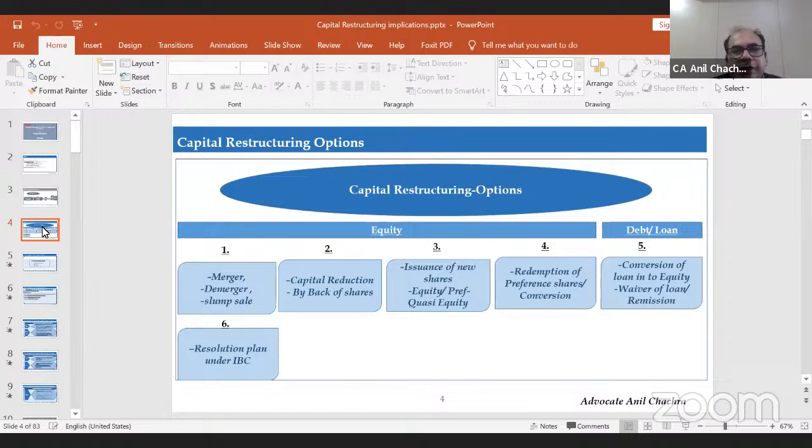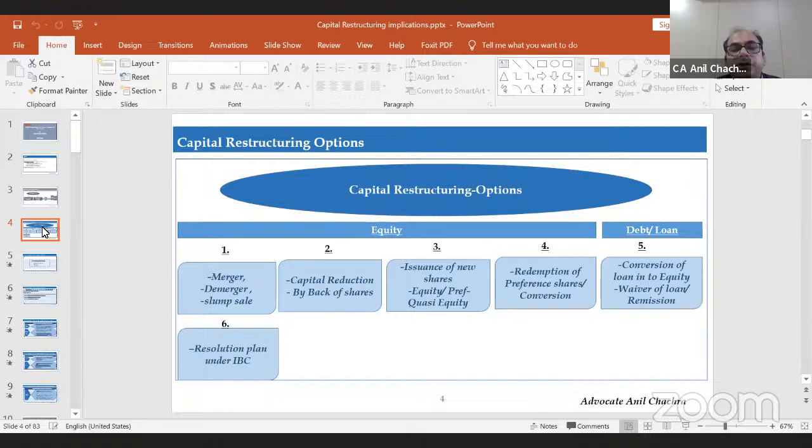Under the equity, we will discuss amalgamation or mergers, demergers, slump sales, or restructuring through capital reduction or by way of buyback of shares. Or the company can do the restructuring while issuing bonus shares or issuance of new shares. What will the tax implications be? What valuation principles do we need to adhere to while doing this capital restructuring?